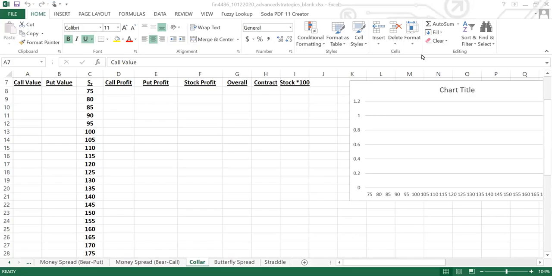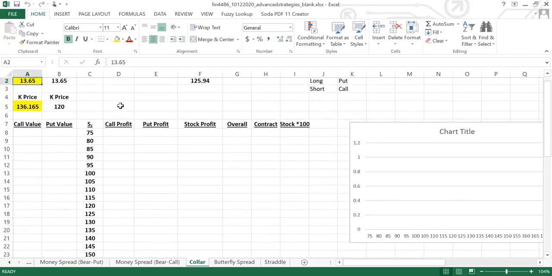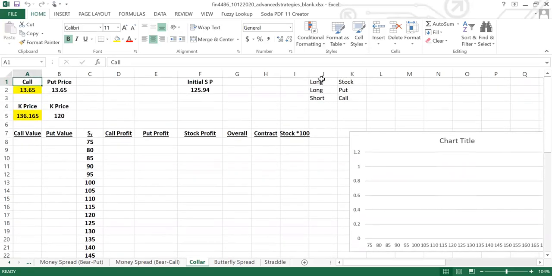Hi to all. In this video, we will cover the collar strategy, and you will see that this is basically a simple strategy in which we have three positions in our portfolio. We have a long position, which is a stock, another long position, which is a put option, and a short position, which is a call. By a short position, I mean you're writing that call, so you're selling that call to somebody.